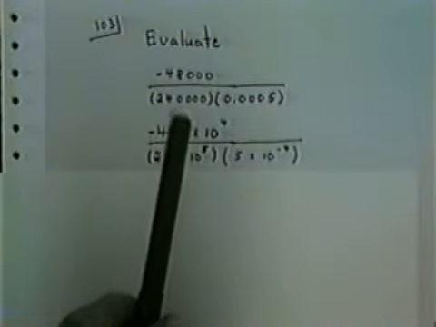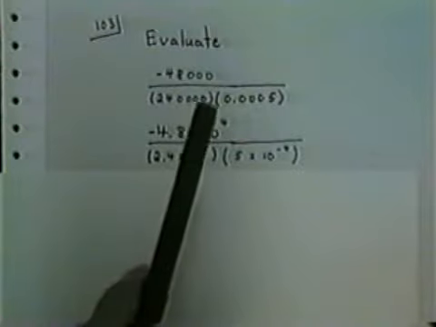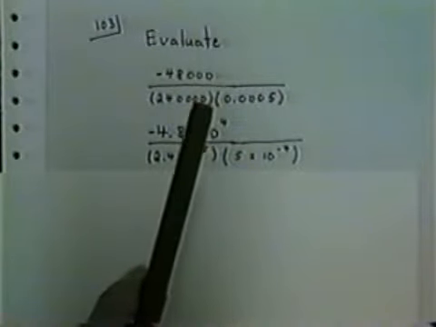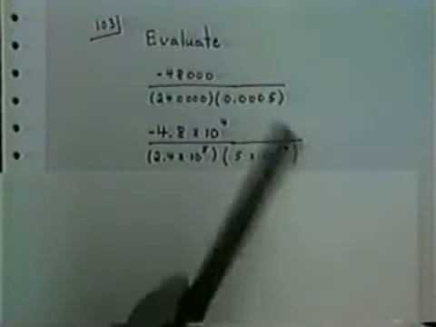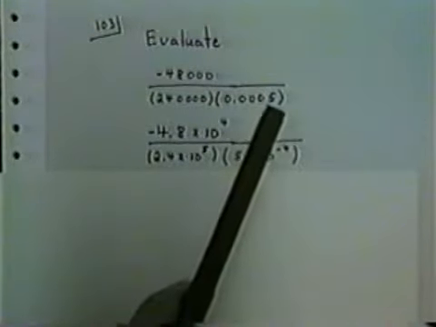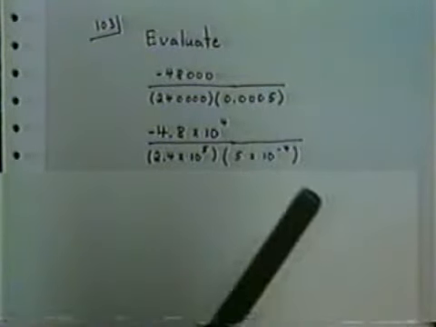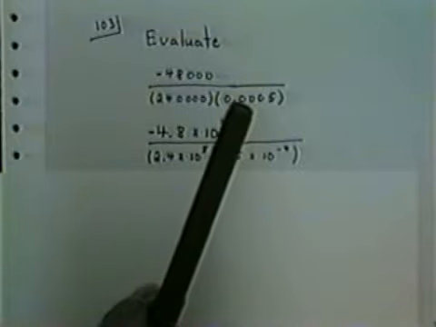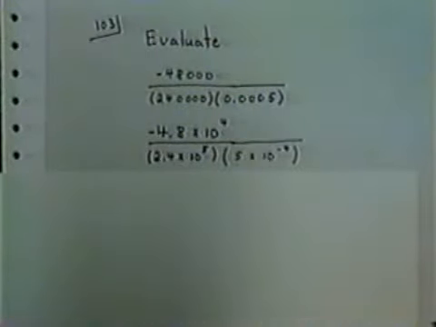240,000 is a large number. The exponent will be positive. In order to get the decimal in the correct position, I need to move it 1, 2, 3, 4, 5 places. 5 10,000ths is a small number, so the exponent will be negative. In order to get the decimal in the correct position, I need to move it 1, 2, 3, 4 places.